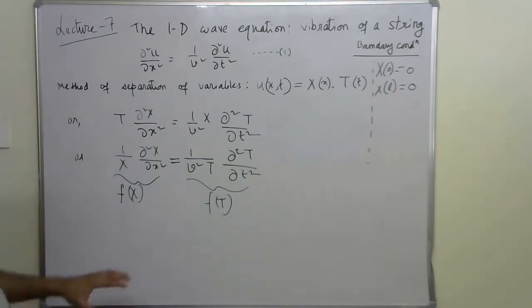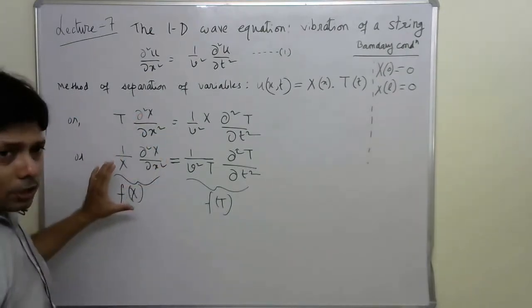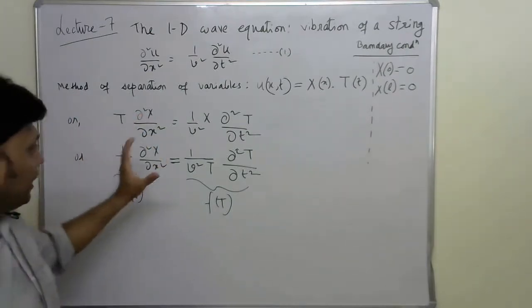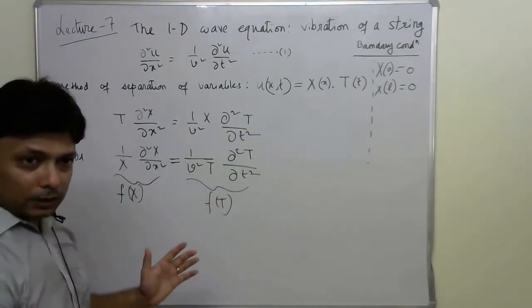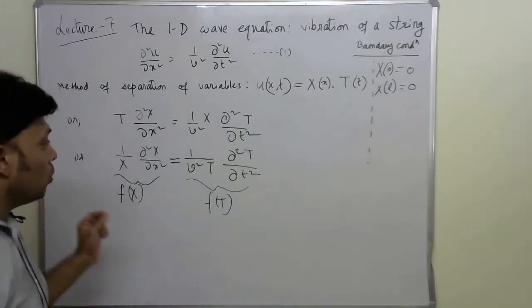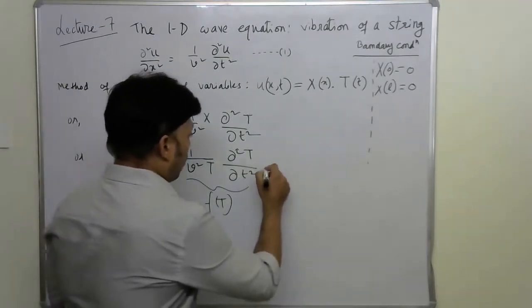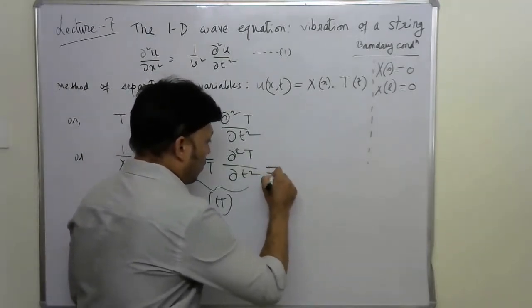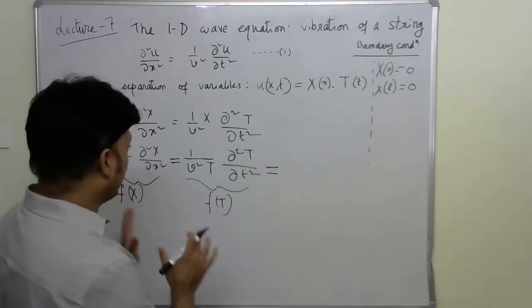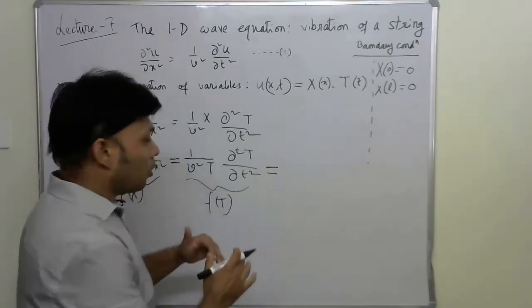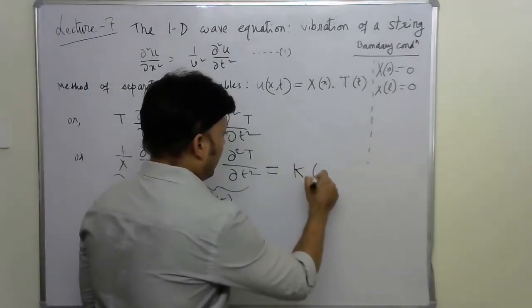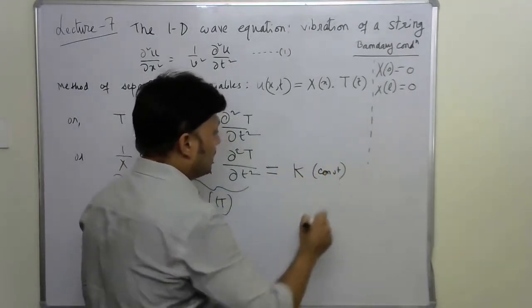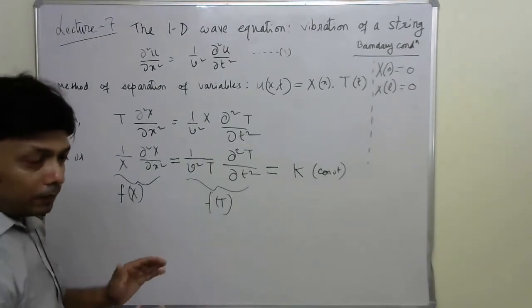The next part is that the left-hand function is only a function of x and the right-hand function is only a function of t, and both are equal. So when can that happen? It can happen only when both of these correspond to some constant value. So let's say this is equal to k, a constant. Otherwise this condition can't be fulfilled.